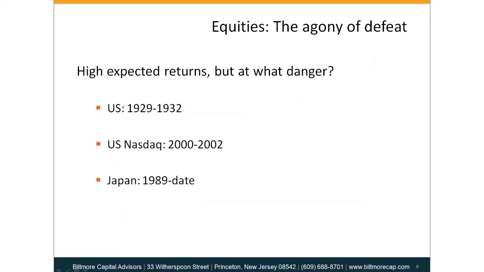But we need to take that tremendous growth with a sober realization of how bad equity markets can be in the short run. So I'm going to talk about 3 periods that should inform us about putting too much of our money in equities. The U.S. stock market in the Great Depression, the recent internet bubble, and the Japanese experience.